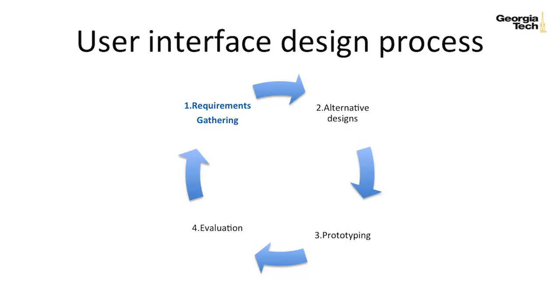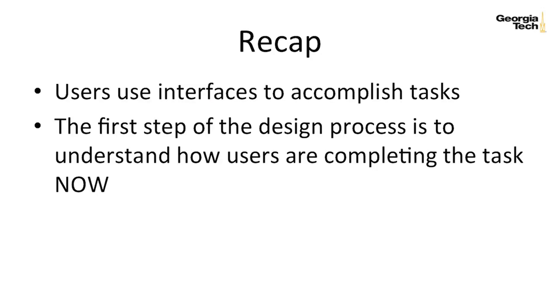Interaction design is a cycle. We've spent a good deal of time learning various requirement gathering techniques to learn about the problem space. We've discussed that as designers, we provide the best user experience when we acknowledge that the user uses interfaces to accomplish tasks. The first step of the design process is to understand how users are completing the task now.